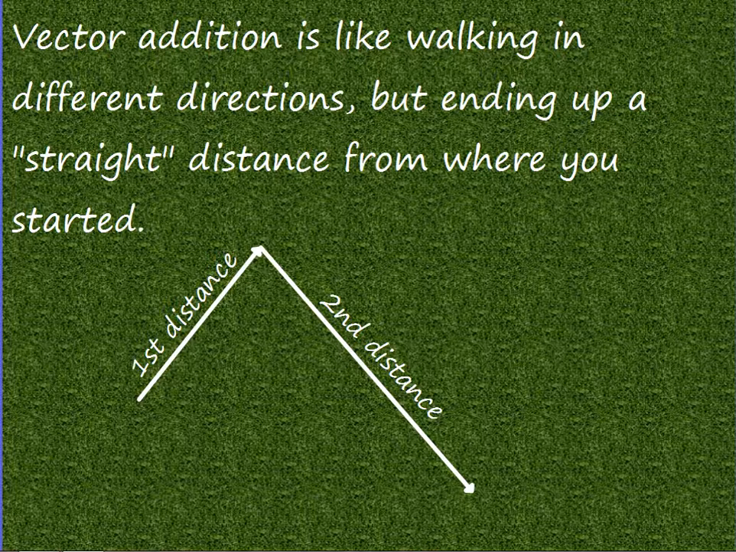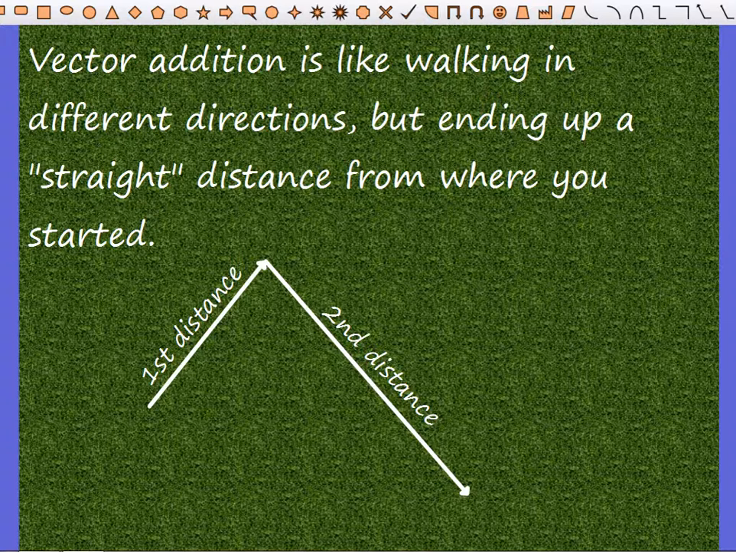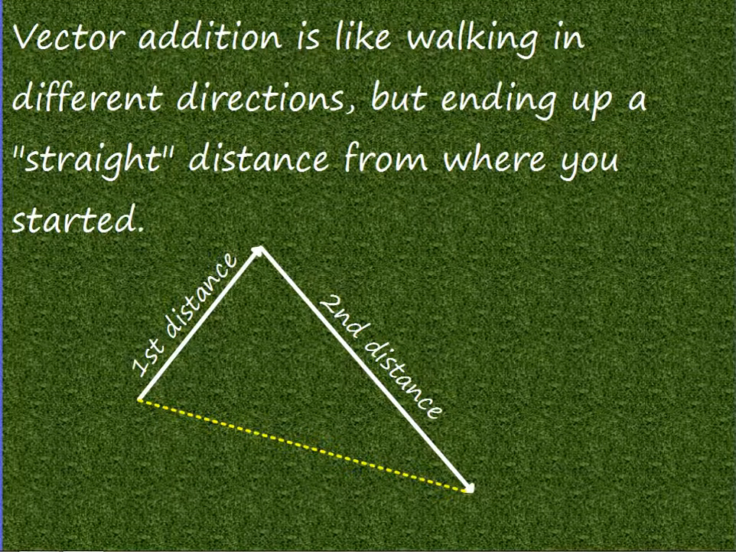Vector addition is like walking in different directions, but I end up with a straight distance from where I started. So for instance, if I have these two distances, if I start here, I'm walking my first distance, then I turn and walk a second distance. My total displacement is from the start of my first vector straight to the end of the second vector. This yellow line is what we're looking for in vector addition.